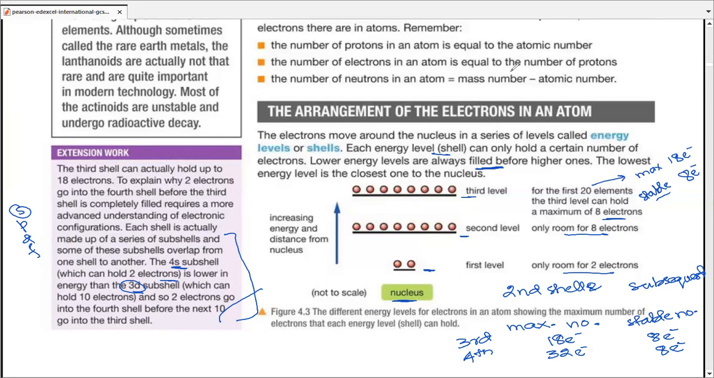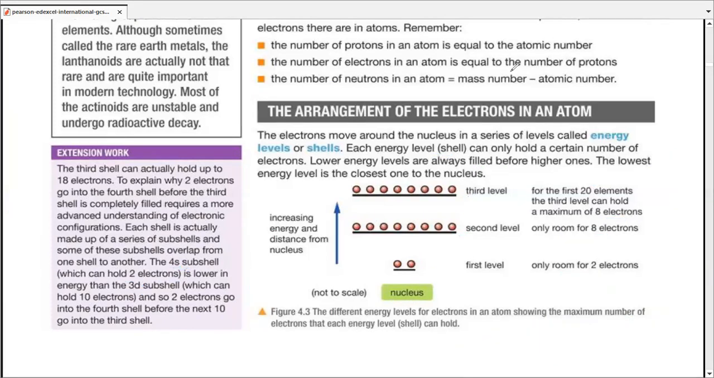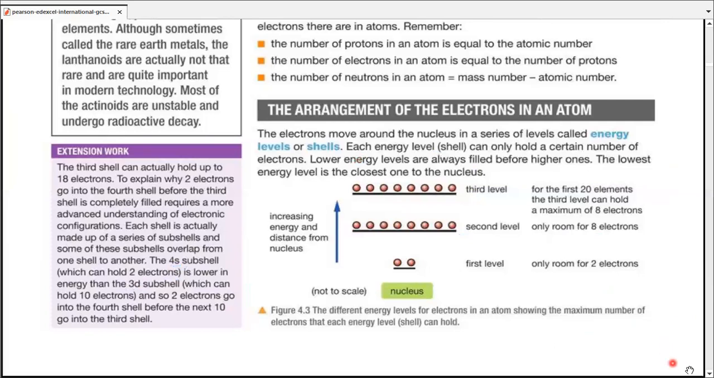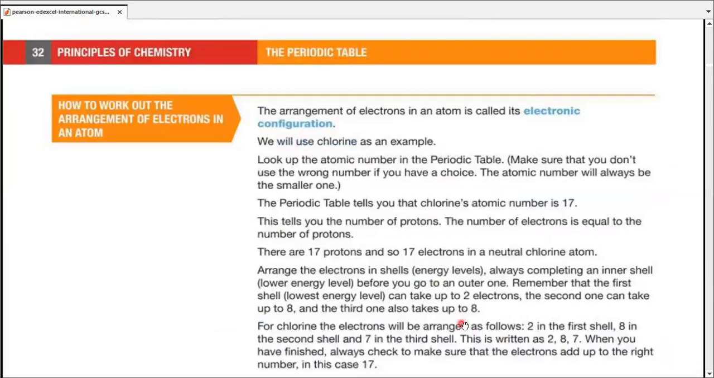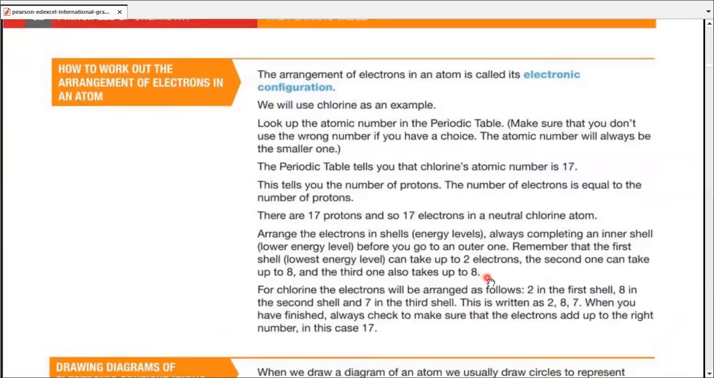Make sense? Yeah. Okay, let's move on then. This might seem difficult to you, but as soon as we practice it with some examples, it's going to come easy to you. Now, how to work out the arrangement of electrons in an atom?